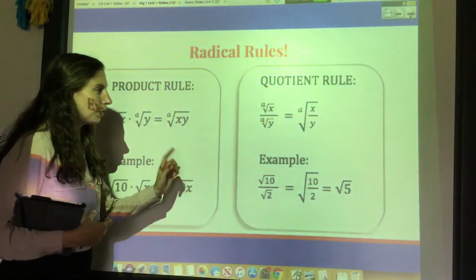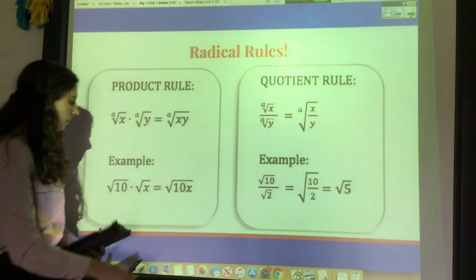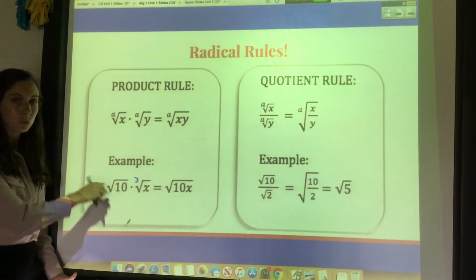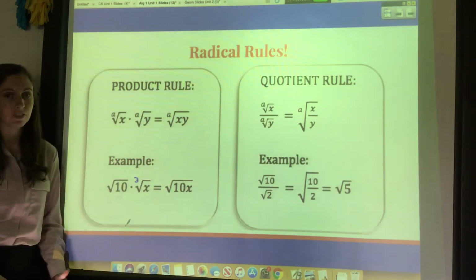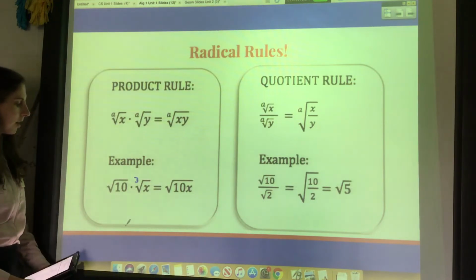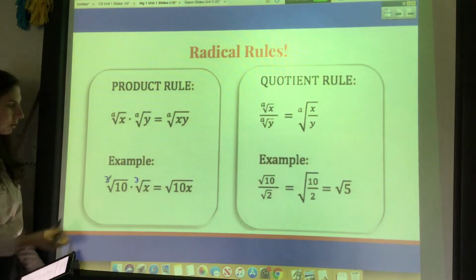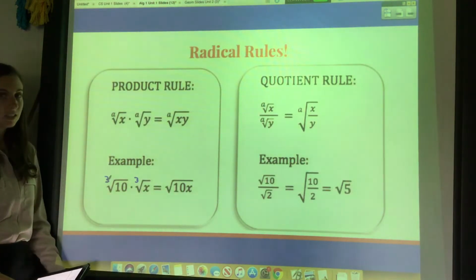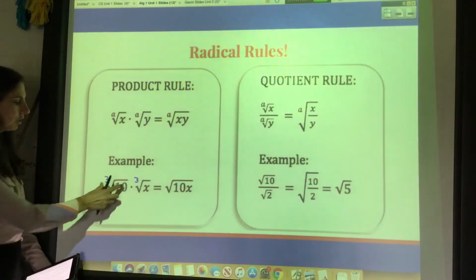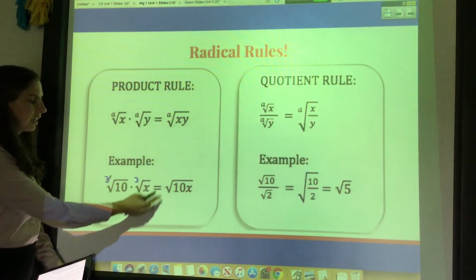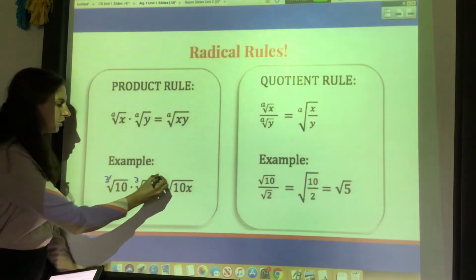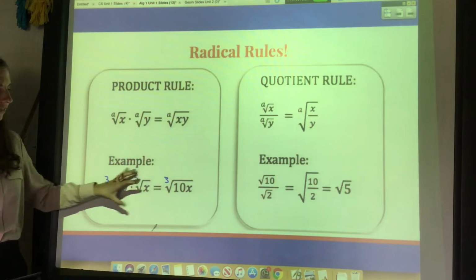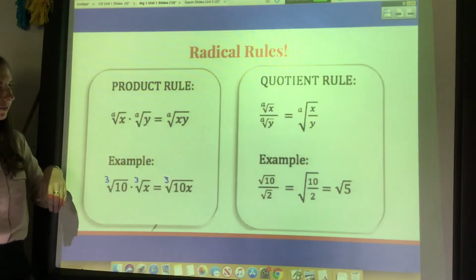Again, this doesn't work if the index changes. So if that one were a square root and this one was a cube root, you wouldn't be able to combine them. They'd have to stay separate. But if they were both cube roots, then you could combine them. Remember, the index doesn't change when you combine them. So a cube root times another cube root doesn't become a 6 or a 9, it just stays a cube root. So don't change the index if you're going to combine them or split them apart.